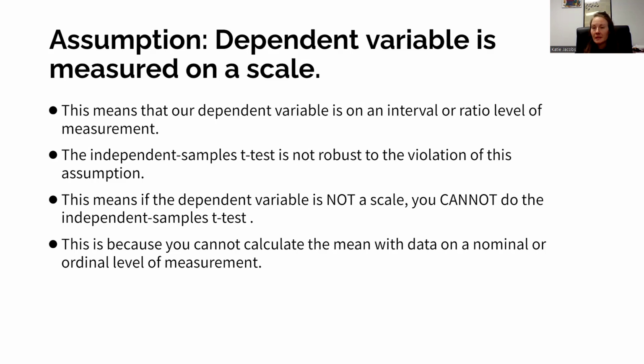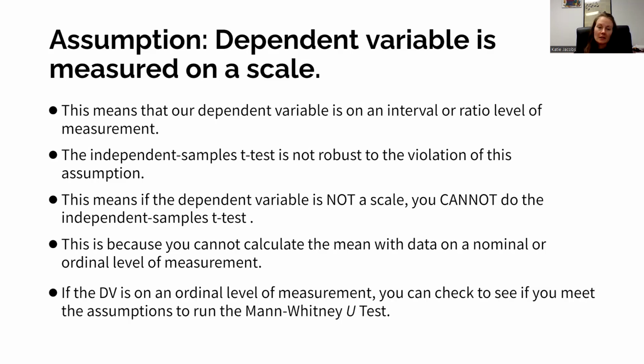This is because the mean is in this formula for the test statistic, and that's literally what we're comparing. We know from our second chapter that we cannot calculate the mean with data that's on a nominal or ordinal level of measurement. And so this is a deal breaker because it's literally in the formula. So if the dependent variable is on an ordinal level of measurement, you can look at the non-parametric equivalent, called the Mann-Whitney test, to see if you meet the assumptions for that analysis.